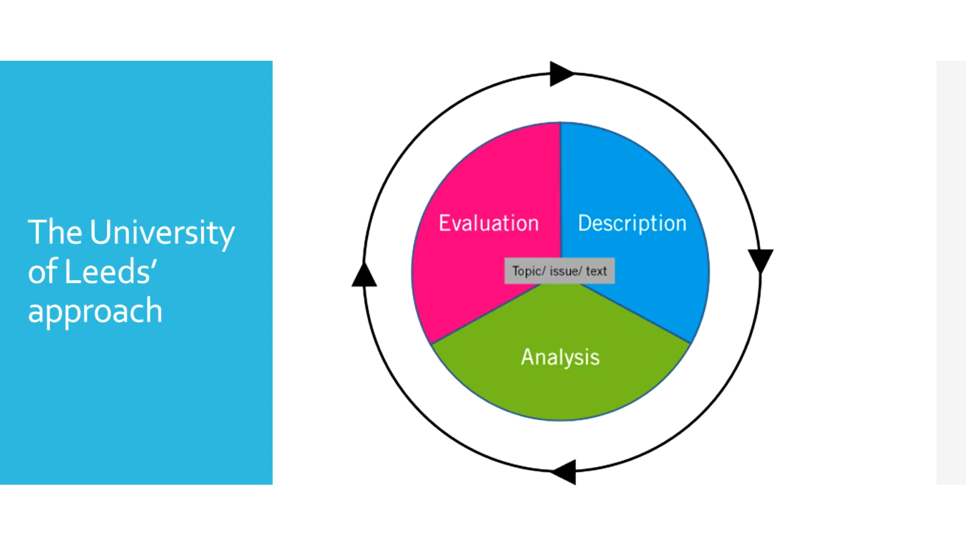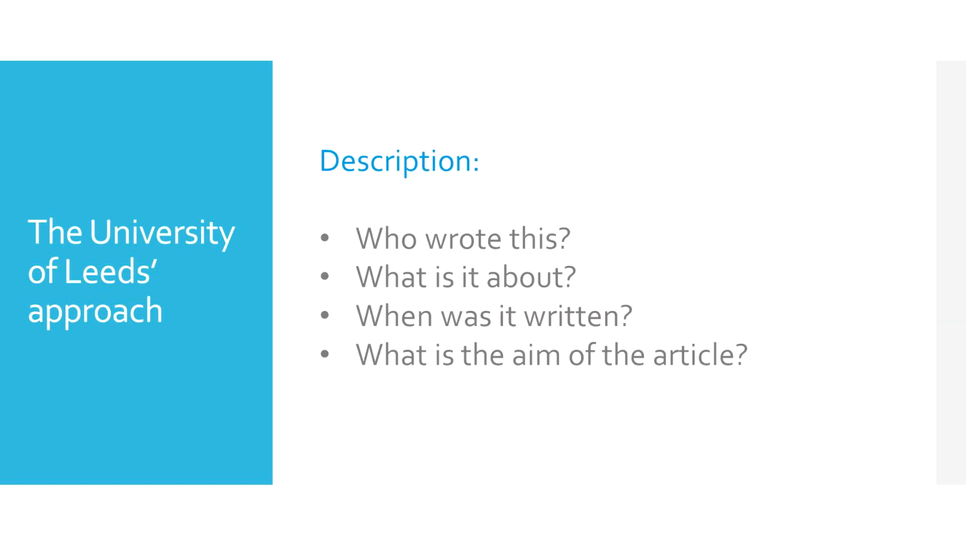We then have the University of Leeds approach, which has 3 main areas. These are description, analysis, and evaluation. So under description, we're going to answer questions such as who wrote this, what is it about, when was it written, what is the main aim of the article.